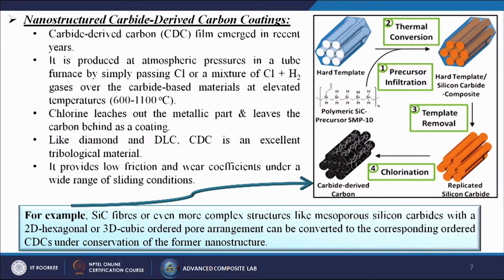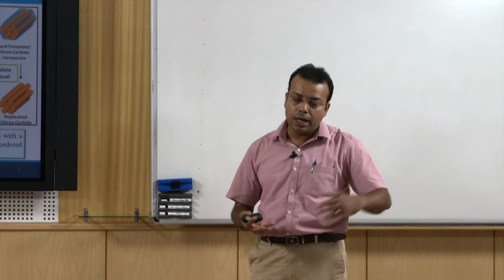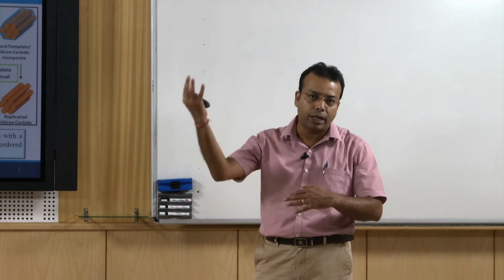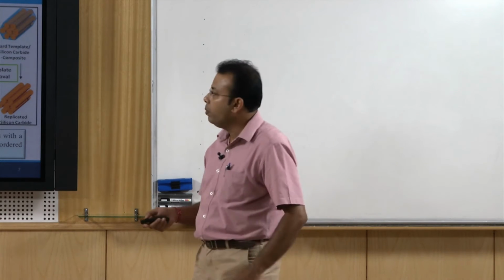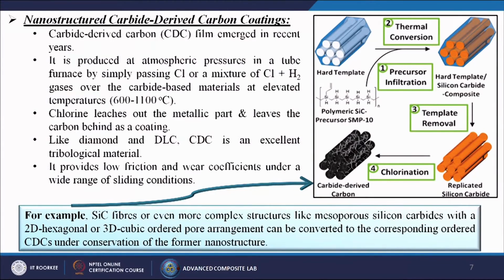Like diamond and DLC, CDC is an excellent tribological material. So, the thing is that chlorine and hydrogen both we are passing onto the substrate. The chlorine will react with the substrate and hydrogen will automatically go out. So, there will be a coating of the carbide onto the materials. It provides low friction and wear coefficient under a wide range of sliding conditions.